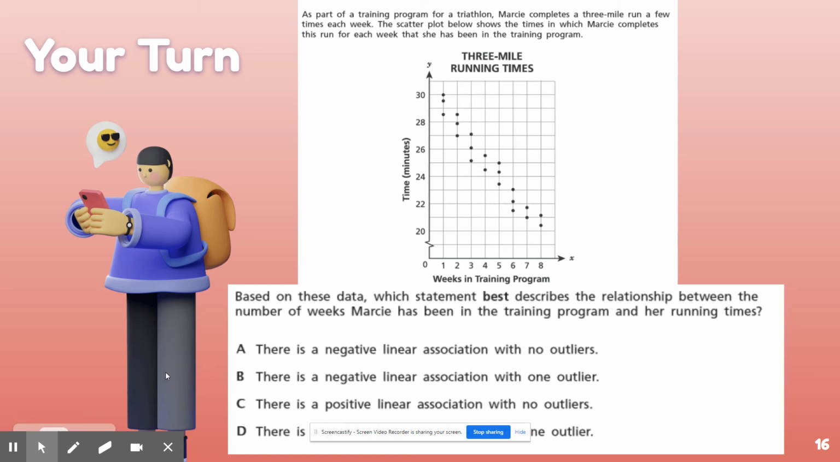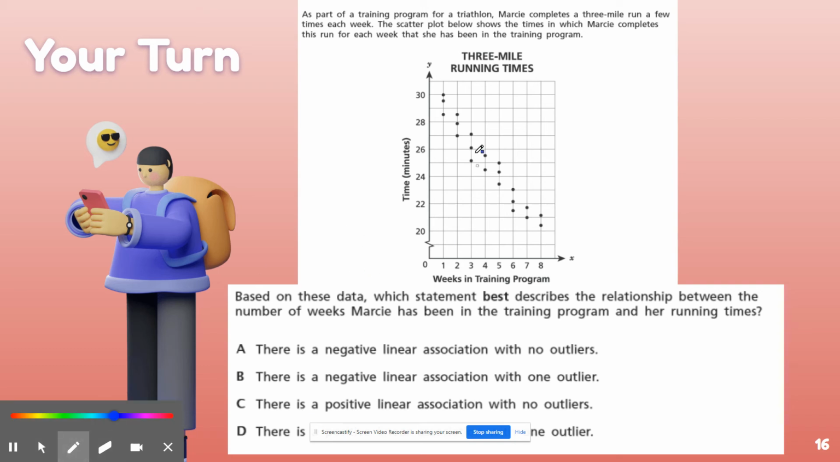The same thing here. It wants you guys to take a turn at this. Read the question. It says, based on the data, which of the statements best describes the relationship between the number of weeks? Is there a negative linear association with no outliers? Is there a negative linear association with one outlier? Is there a positive linear association with no outliers? Is there a positive linear association with outliers?